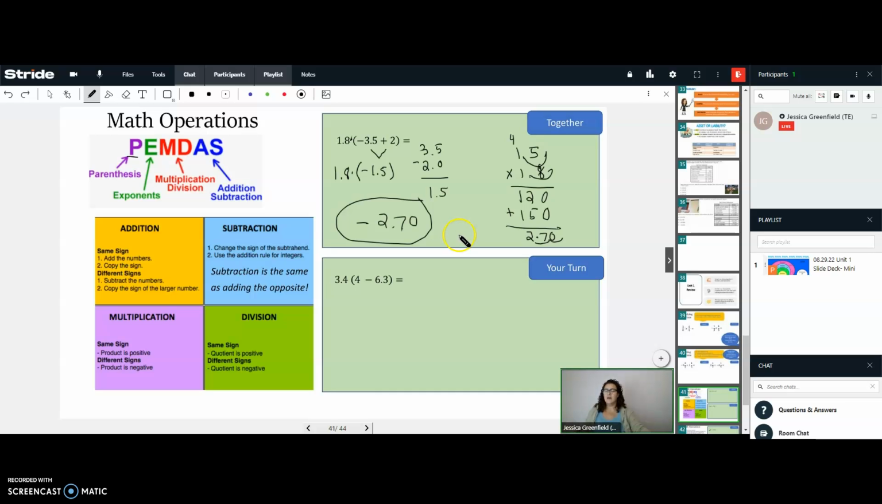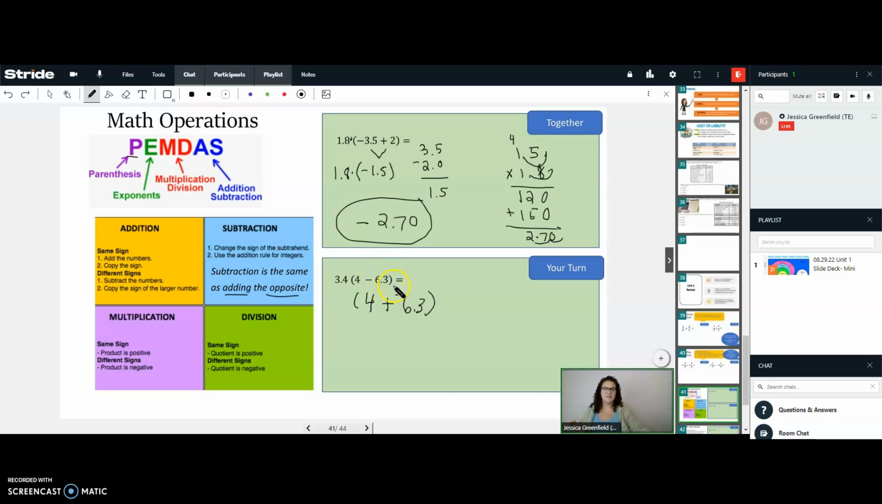There's another one there to go ahead and practice on your own. One thing I want to explain here: when we subtract, you're following this rule. It's the same as adding the opposite. So instead of calling this subtracting 6.3, I'm adding the opposite. Now, the opposite of this 6.3 is a negative.